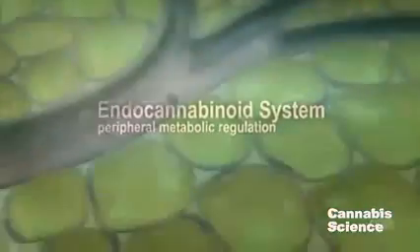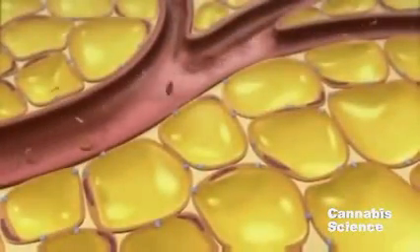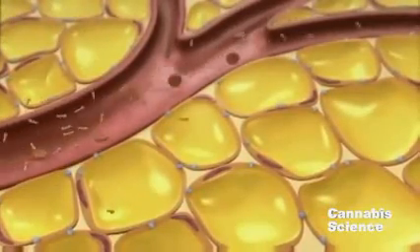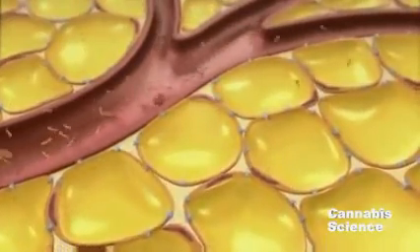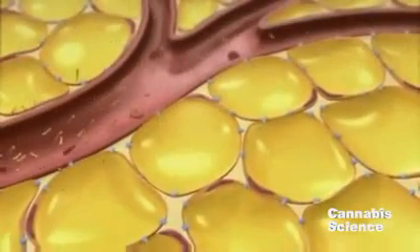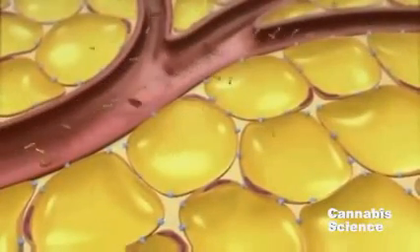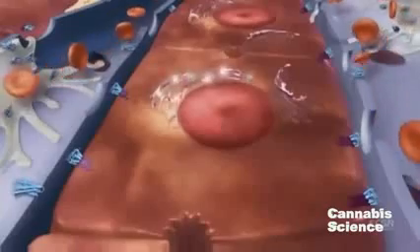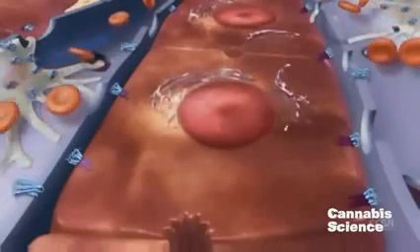ECS regulation of peripheral metabolism influences energy balance. Stimulation of the ECS increases food intake and adiposity. Conversely, blocking CB1 receptors reduces food intake and adiposity. In the liver, ECS stimulation can lead to lipogenesis through the activation of hepatic lipogenic enzymes and increased fatty acid synthesis.